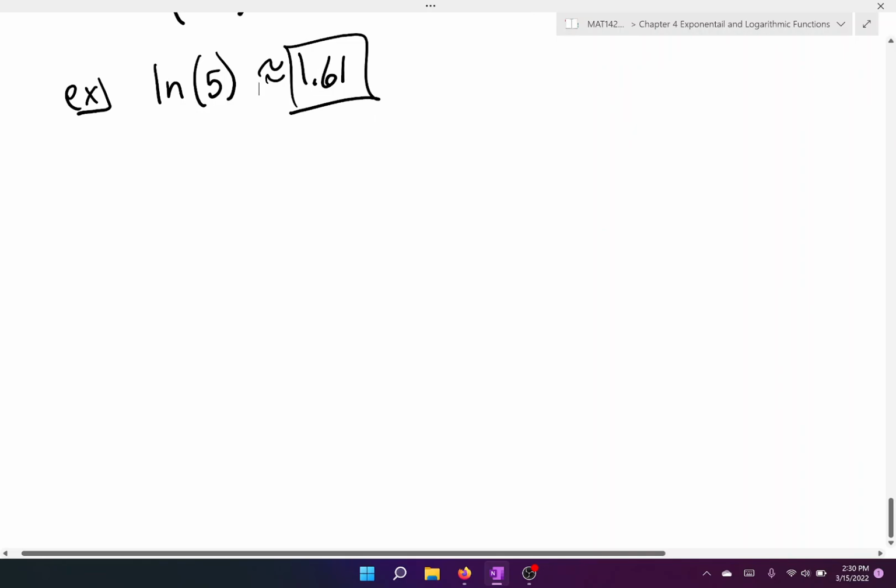All right? And that's going to be it for this section. It's not an overly difficult section to get, but there is going to be a lot of rewriting and a lot of just practicing different forms, going back and forth. Okay?